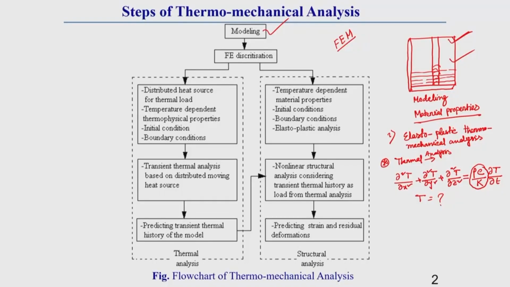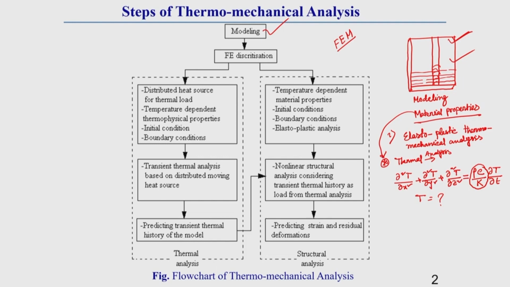So, in material property, after modeling we have to go for material property. For material property, what should be the thermal material property? One is rho, called density, C is called specific heat, and K is called thermal conductivity.